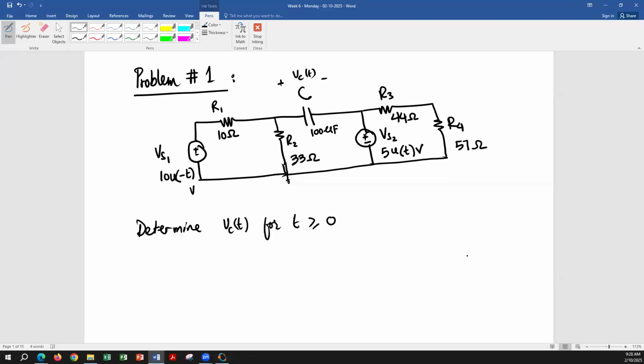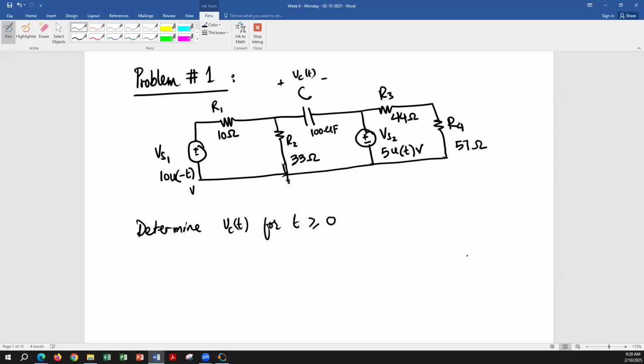5u of t. Yeah, u is the unit step function. Unit step function is basically turning on and off that source based upon its argument. If the argument is negative, then that unit step function is going to be 0. If the argument is positive, that unit step function is going to be 1. So whatever is the multiple of that unit step function, that's going to turn on and off that value, 5 or 0 for VS2 and 10 and 0 for VS1. So both are DC sources. So change is happening at t equal to 0.